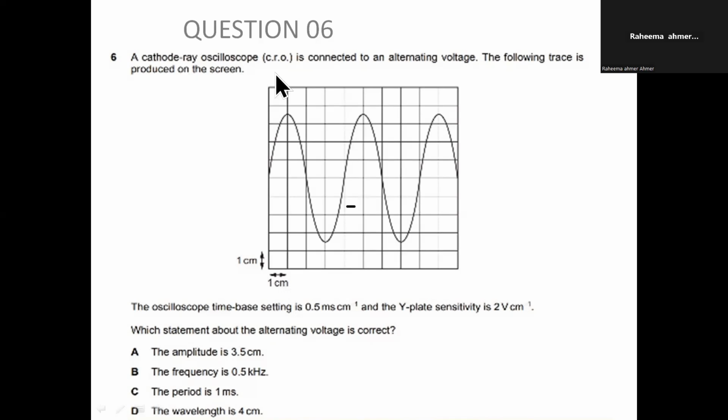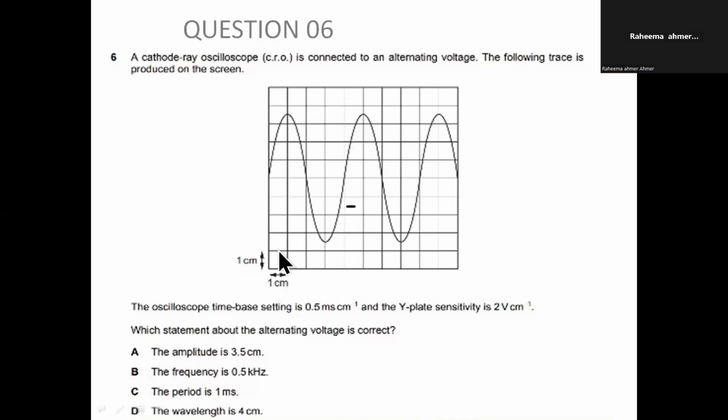A cathode ray oscilloscope is connected to an alternating voltage. The following trace is produced on the screen. As you can see the trace. Always remember, the time-base setting is on the x-axis. The time-base setting gives you the value on the x-axis and the y-plate sensitivity gives you the setting on the y-axis. So on a cathode ray oscilloscope, you can find the time period from the x-axis, and from the time period you can calculate the frequency. From the y-axis, by using the y-plate sensitivity, you could calculate the amplitude of the trace.